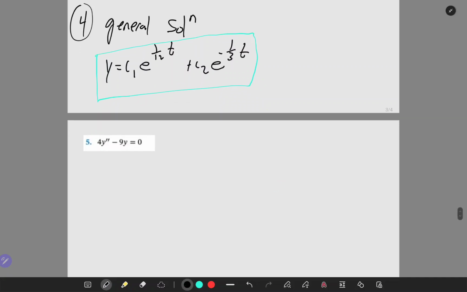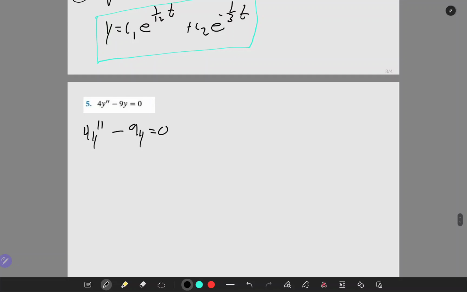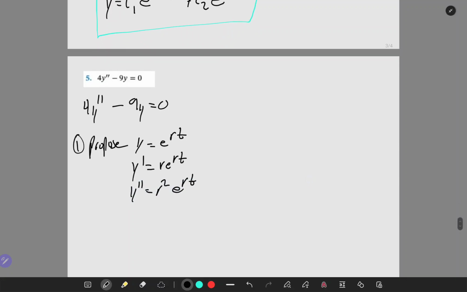The next one, you're going to notice we have no y prime. So we have 4y double prime minus 9y, and there's no y prime. It doesn't matter, you just still do the same thing. We still are going to propose y is equal to e to the rt. Y prime is equal to r e to the rt. Y double prime is r squared e to the rt. Substitute. We have 4r squared e to the rt minus 9 e to the rt is equal to 0. These cancel.